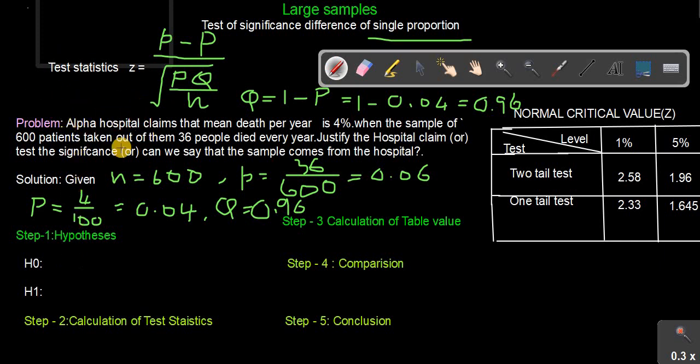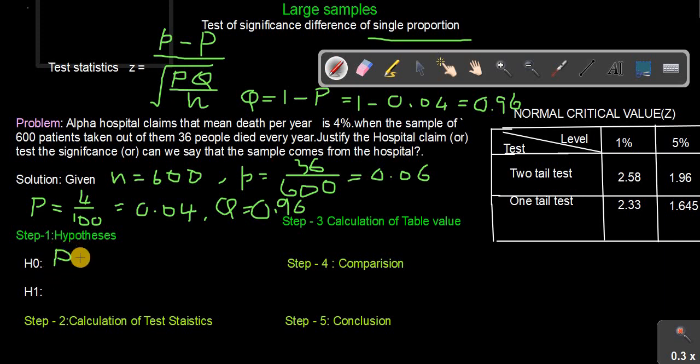There is no difference claim given by the Alpha Hospital. Suppose the capital P is the exact proportion of the mean death per year in the hospital. We don't know exactly what that is. They are giving us 0.04 or 4%, but we don't know exactly what the death rate there is. So that we are assuming as P.